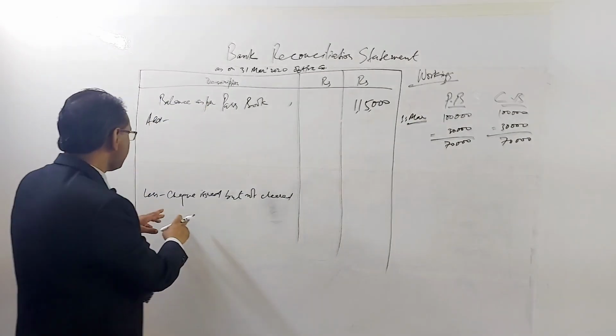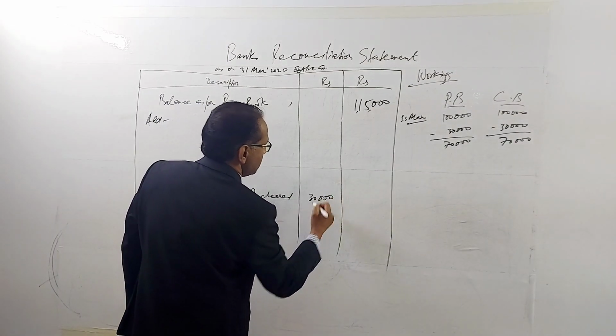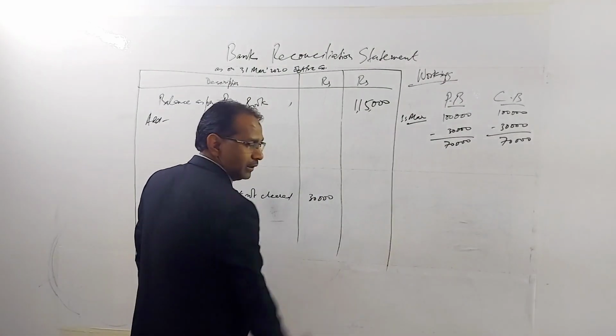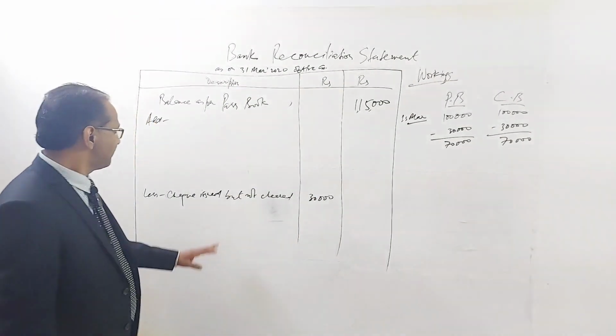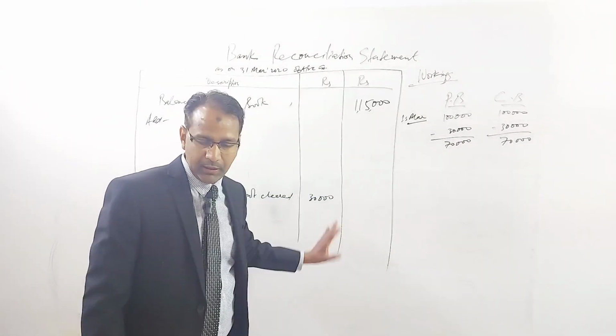Okay. Check issued but not presented, 30,000 rupees. We are keeping in the inner column. So 2-3 transactions we will add together. We will put it outside. Okay. Check issued but not cleared. So this is one part because the impact is clear.